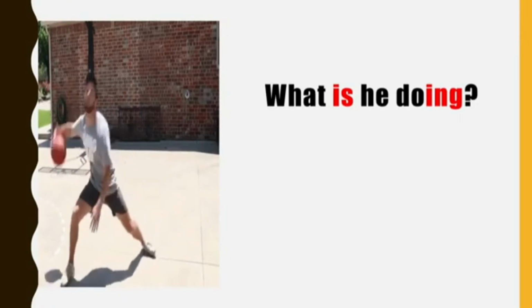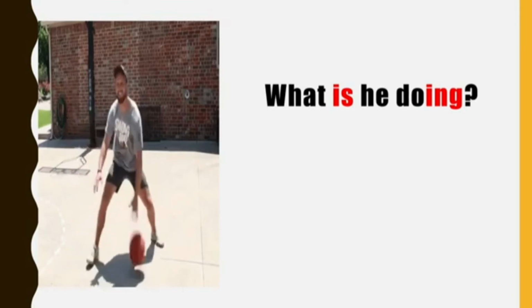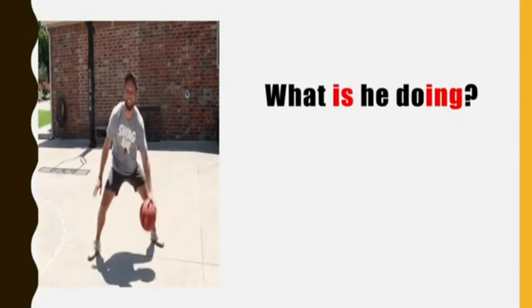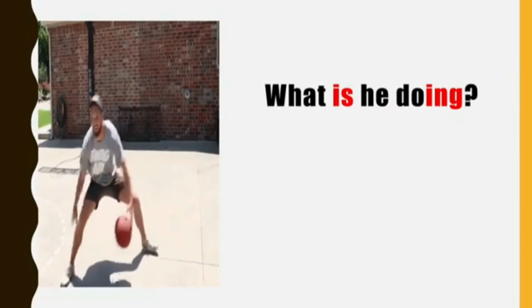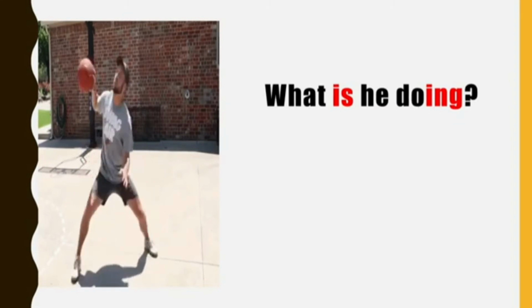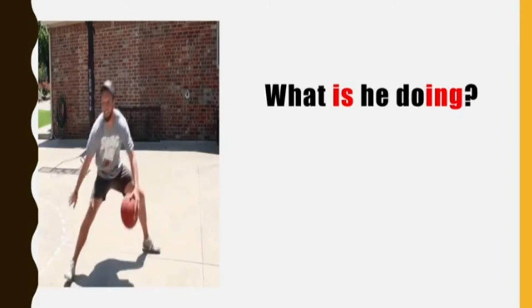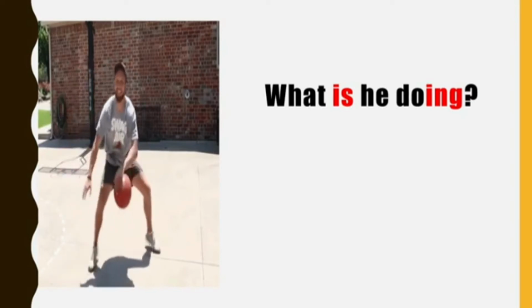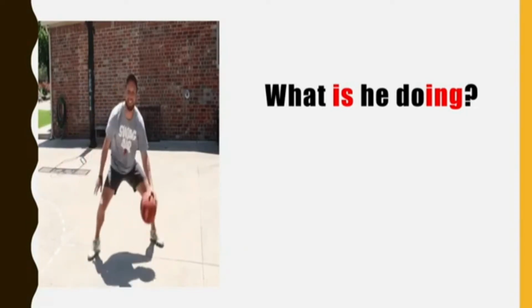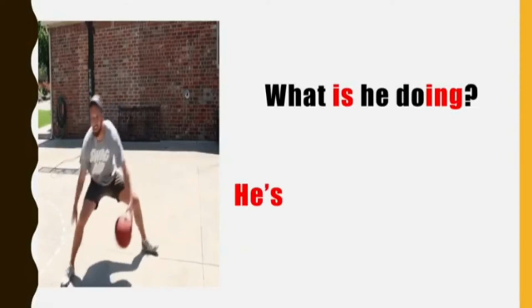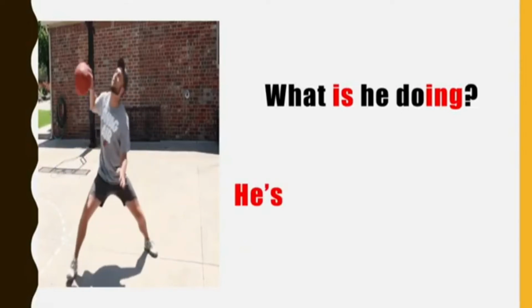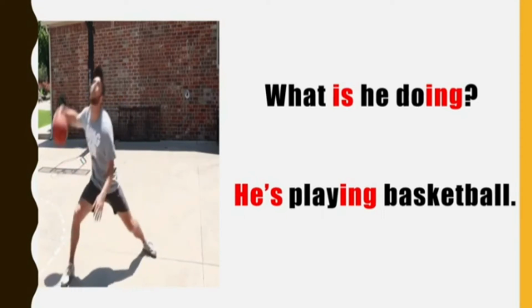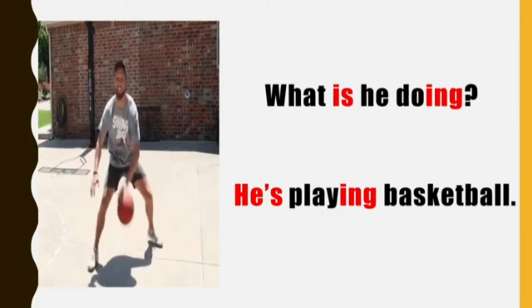However, the answer is not going to be complete if we only put play basketball. We have to refer back to the question and follow the exact format that the question asks. Since the question uses is and ing, therefore our answer should have is and ing as well. So how is the answer going to be? He's playing basketball. He's playing basketball.